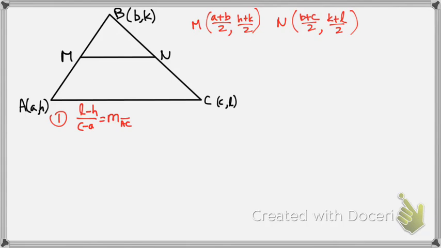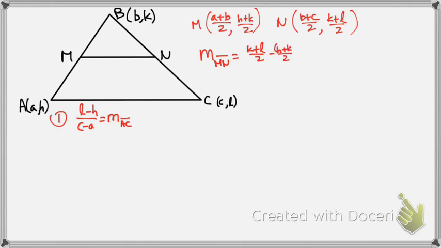Now to find the slope for MN, it's a longer process. So we're going to start over here. The slope of segment MN is going to be the same concept. I'm going to use N as my y2, x2, and M as my y1, x1. So that's k plus L over 2 minus h plus k over 2.